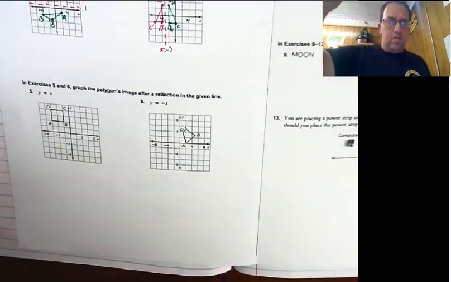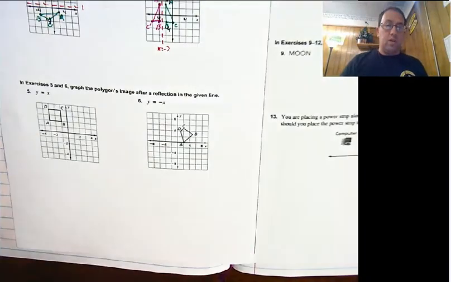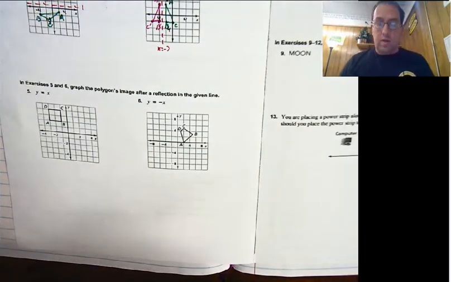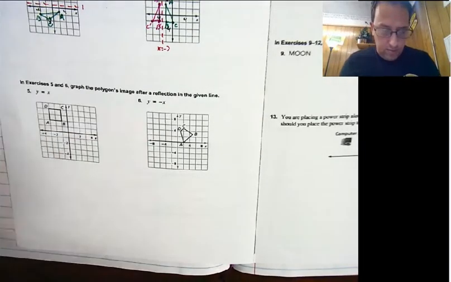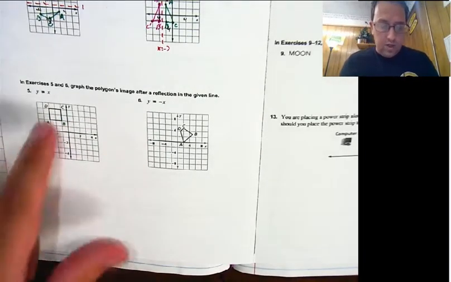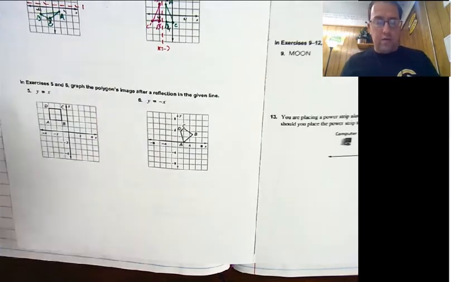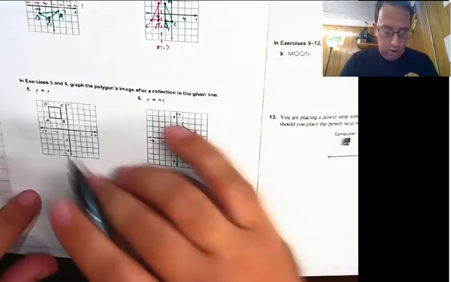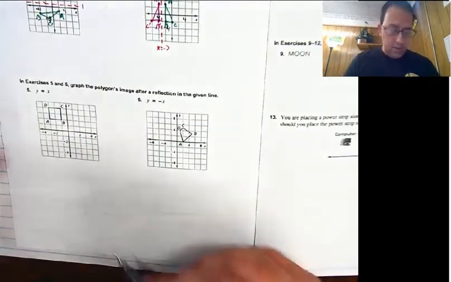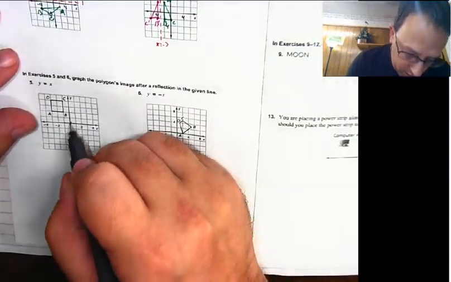Now you may or may not have ever reflected across the line y equals x or the y equals negative x. So let's take a look at those. So on this first one, number 5, they have given us the pre-image, and we need to graph the image. So going across the line y equals x, I'm going to go ahead and graph that in here.